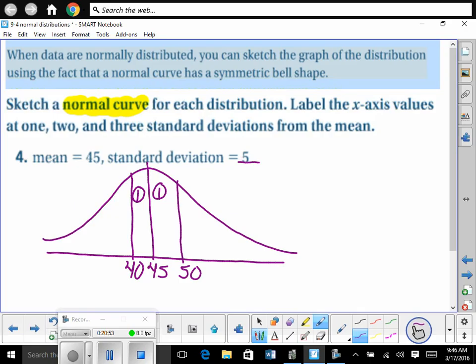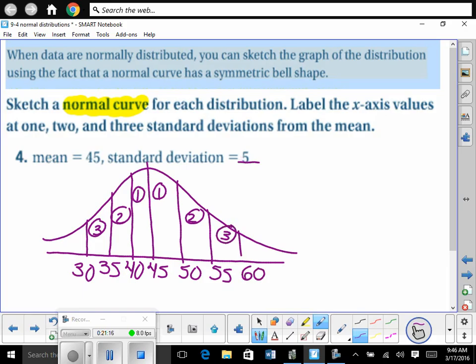Let's go to 2 standard deviations. I'm going to try to give myself some room. So it would be at 55, right? That's 2. And then 35. That was 2. And then we're doing it to 3 standard deviations. So this would be 30, right? 3. And then 60. Good.